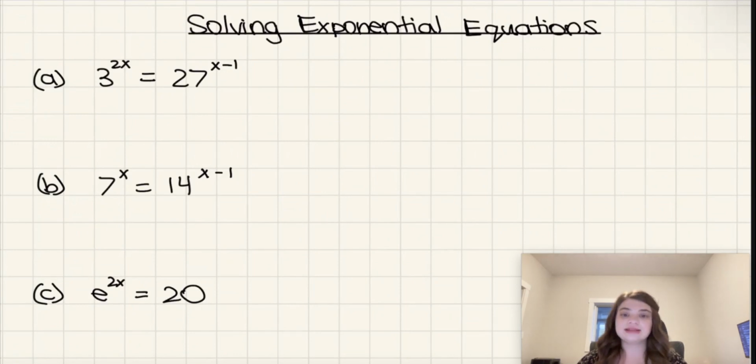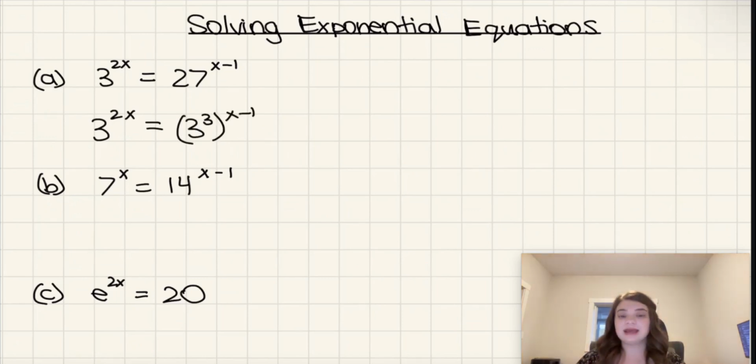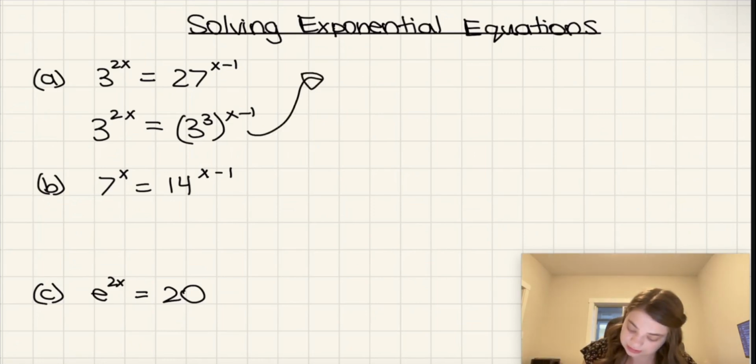Now, because 27 can be rewritten as 3 cubed, I'm going to do that first and rewrite this. So we're going to get 3 to the power 2x is equal to 3 cubed to the power of x minus 1. Then for my next step, I'm going to apply the power to a power exponent law, and we're going to multiply 3 by x minus 1. We're also going to use the distributive property here. So we're going to get 3 to the power 2x is equal to 3 to the power of 3x minus 3.